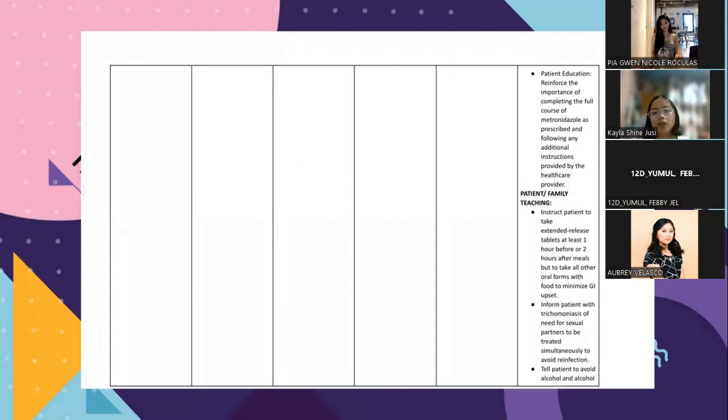So reinforce the importance of completing the full course of metronidazole as prescribed and following any additional instructions provided by the healthcare provider. And for the patient or family teaching, we need to instruct the patient to take extended-release tablets at least 1 hour before or 2 hours after meals, but to take all other oral forms with food to minimize GI upset. And we need to inform patients with trichomoniasis of the need for a sexual partner to be treated simultaneously to avoid reinfection, and also to tell the patient to avoid alcohol.